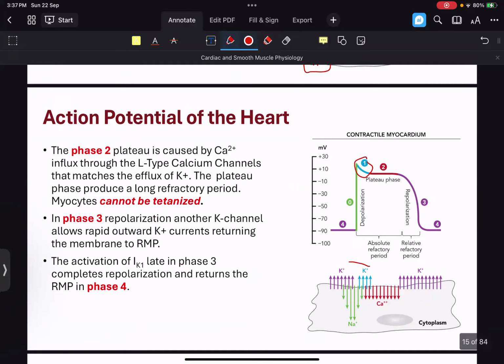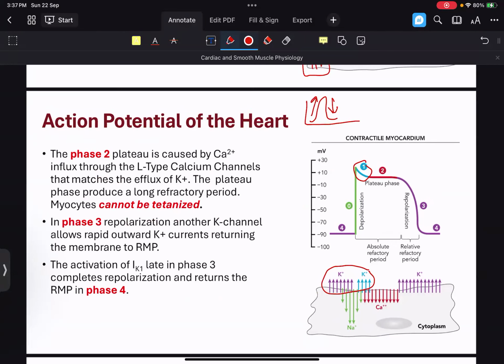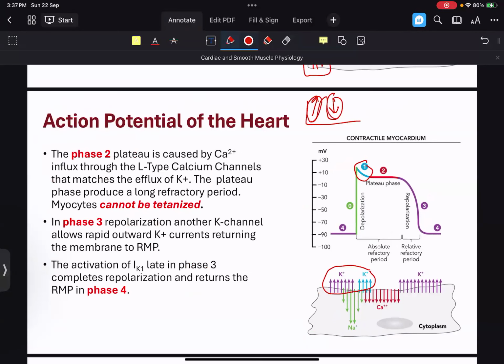This causes potassium to leave the cell. But normal action potentials look somewhat like this, okay? They just depolarize and then repolarize instantly. For a cardiac myocyte, you do not want it to depolarize and repolarize instantly, because you want some time for the full contraction to occur, okay?